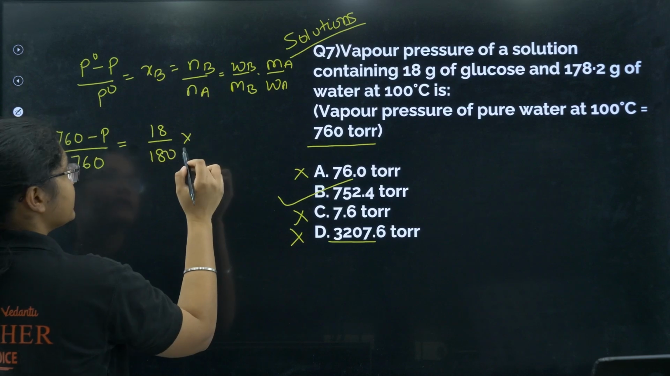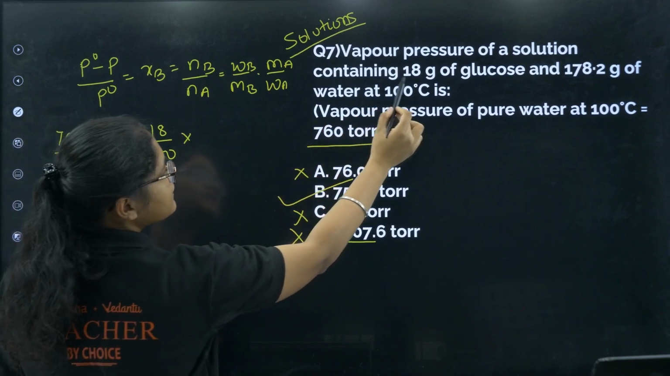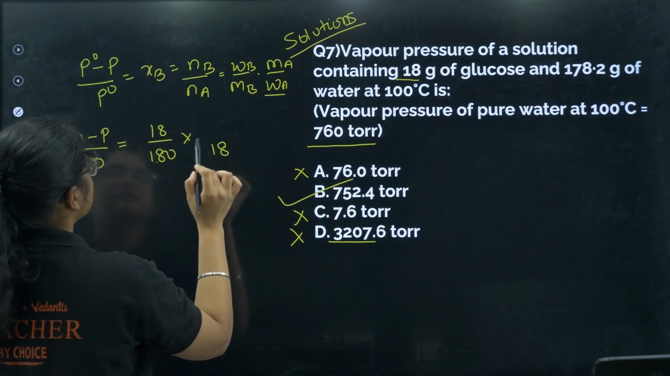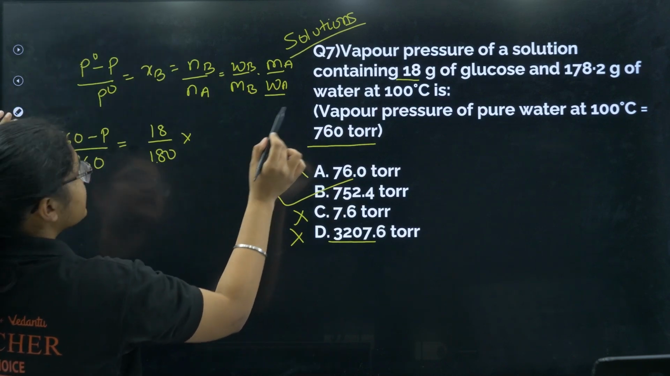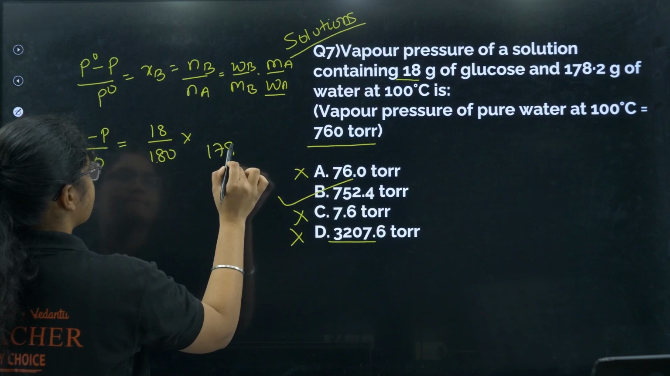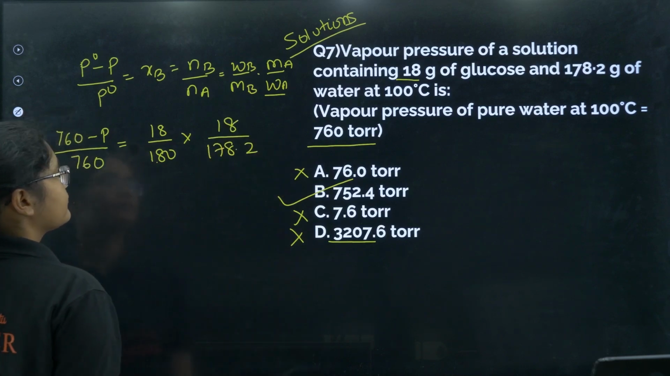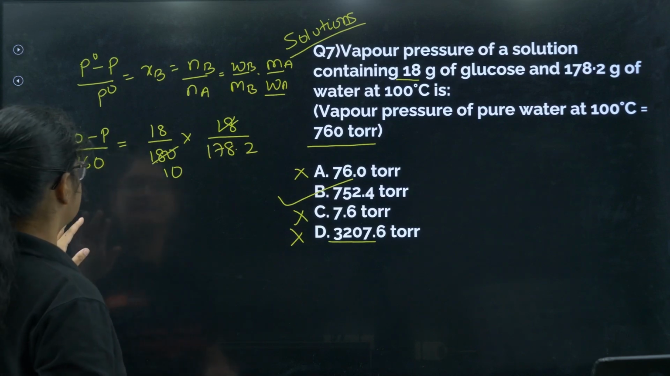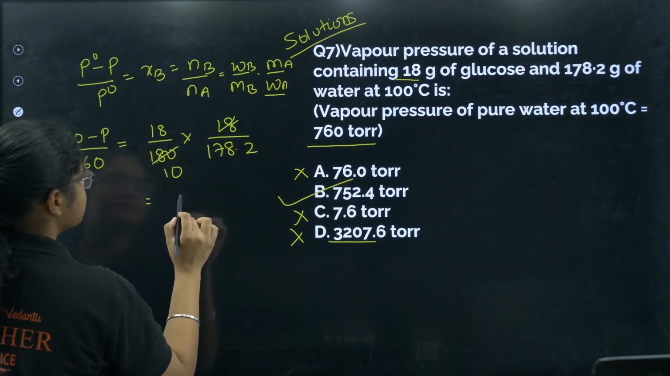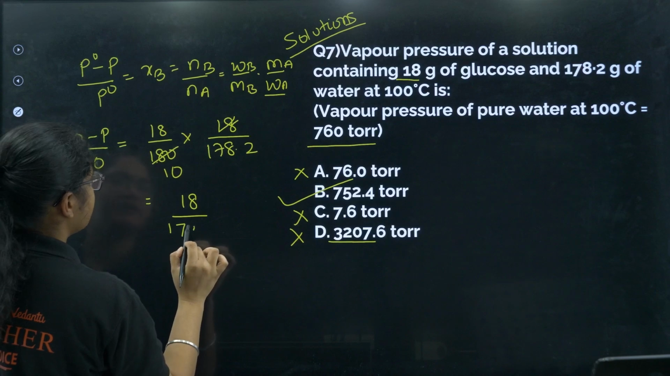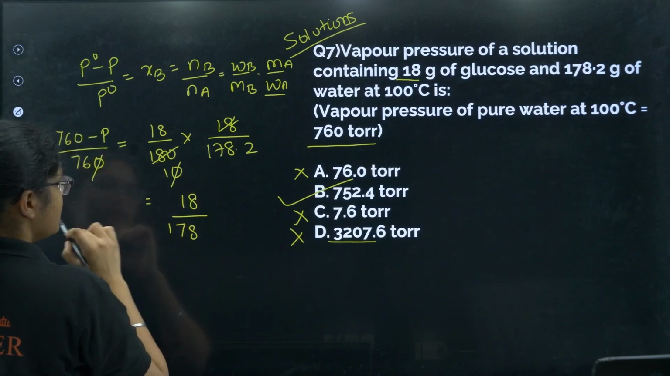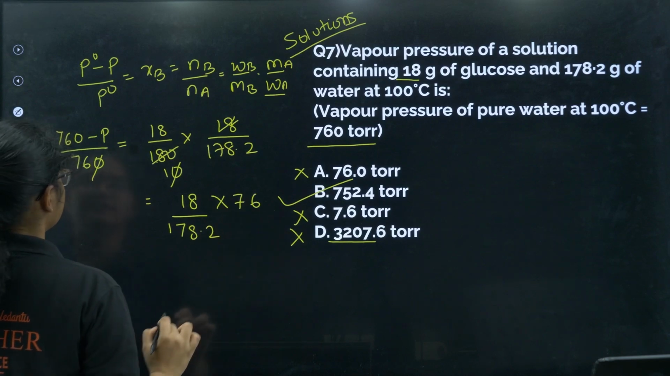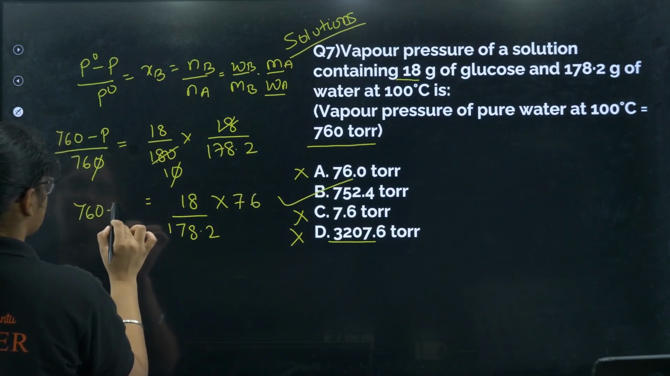In the given water solution, the given mass is this one, the molar mass is this one, then this is 18. Sorry, how much water is taken? 178.2 divided by 18. Okay, so I can do some cancellation here. Next, I have this side, I can say 18 by 178, I can cancel this 0 and this 0. So 18 by 178.2 into 76 is equal to 760 minus P.